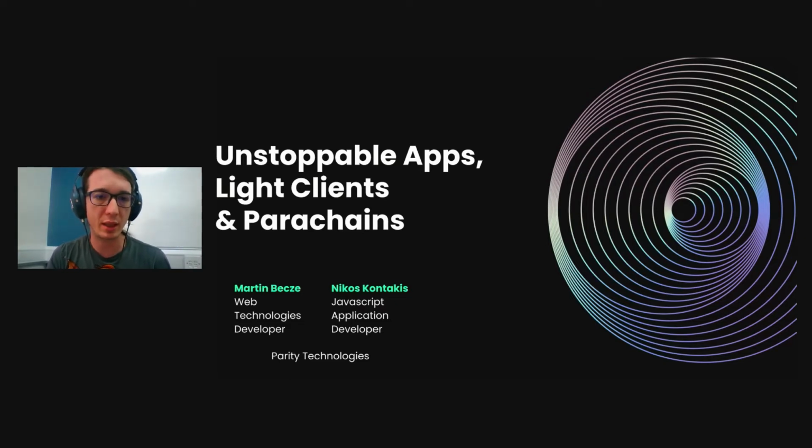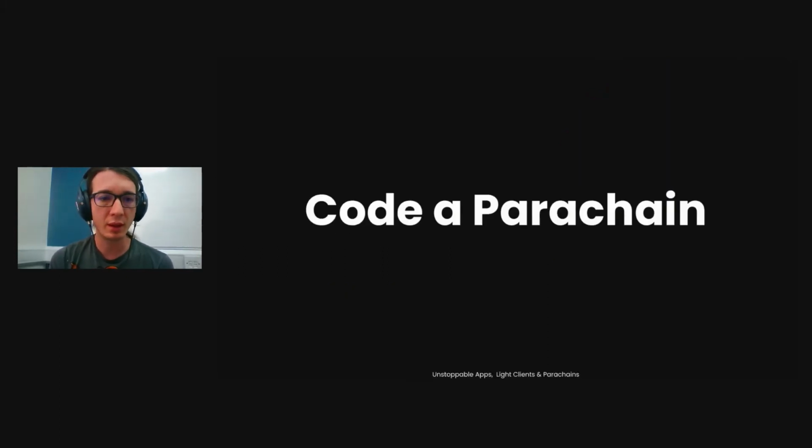I'm talking about the Parachain we made to demo the light client. This talk is going to be composed of two main parts. The first one, we're going to talk about how to code a parachain. And then the second part will be a discussion and overview on how to launch the said parachain.